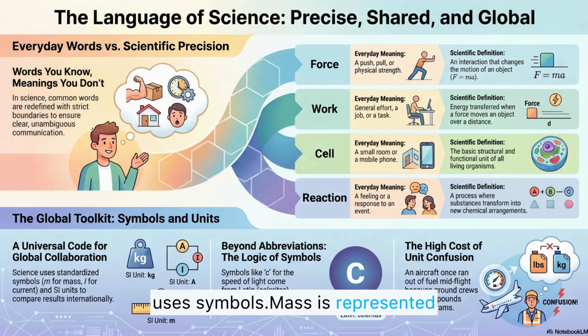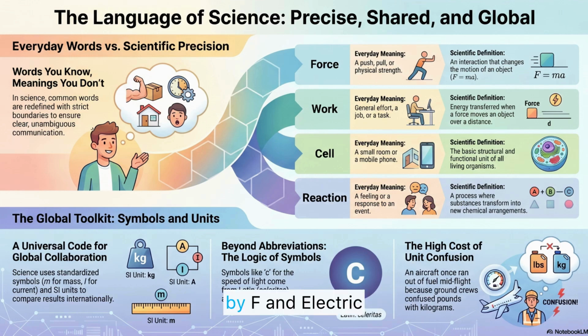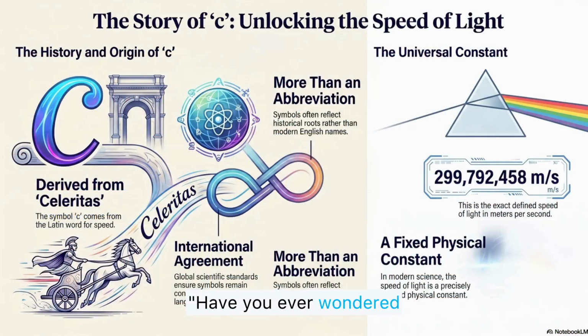Science also uses symbols. Mass is represented by m, velocity by v, force by F, and electric current by I. Have you ever wondered why we use the letter C to represent the speed of light? In science, symbols aren't just random abbreviations chosen for convenience. They are actually based on history and international agreements.